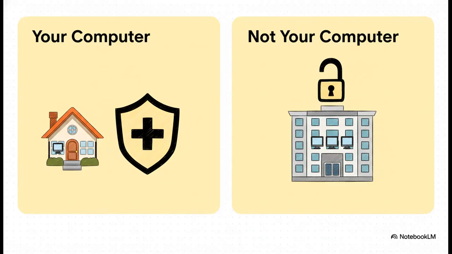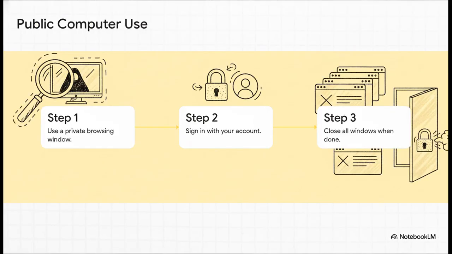The difference is really simple, but it's absolutely critical. Your computer is a trusted private space, but not your computer, like a computer at a library or an internet cafe or even a friend's house, that's an untrusted public space. The risks in those two scenarios are completely different, and the sign-in page needs to know which one it's dealing with. So if you tell Google that it's not your computer, it's going to nudge you toward using a private or guest browsing mode. And this is a hugely important safety step.